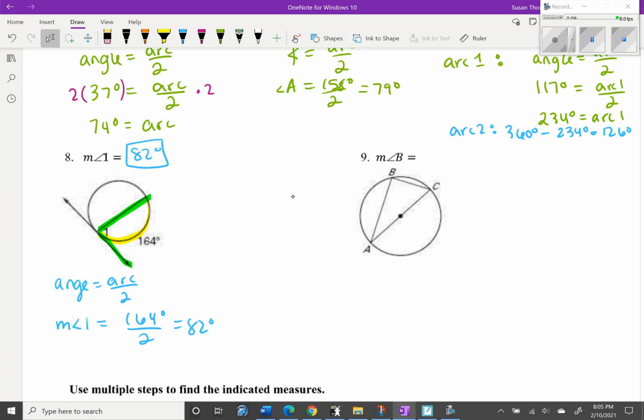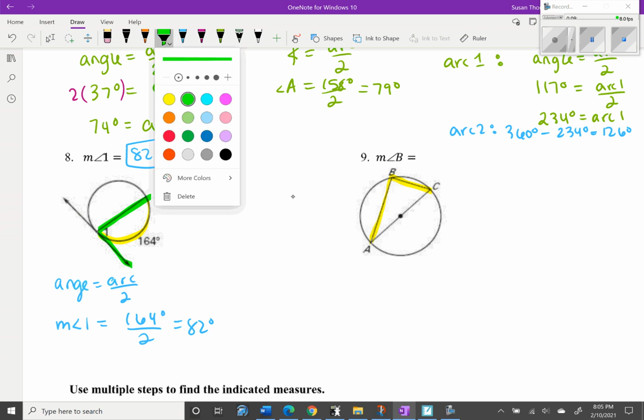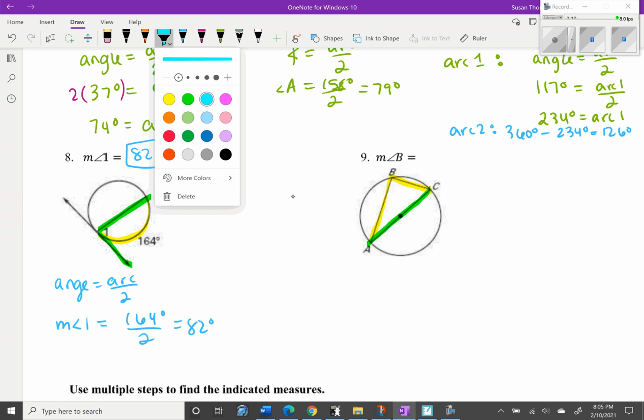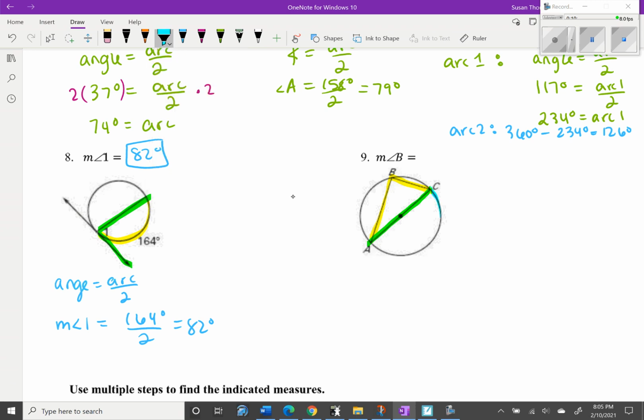For the next one, we're trying to find the measure of angle B, which is right here. So we would need that angle, and we weren't given any measures here, so how can we find the angle? Well, you'll notice that AC is a diameter. So if AC is a diameter and it intercepts this arc right here, that arc also goes with BC.